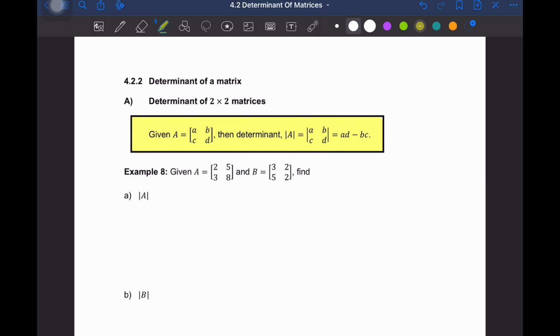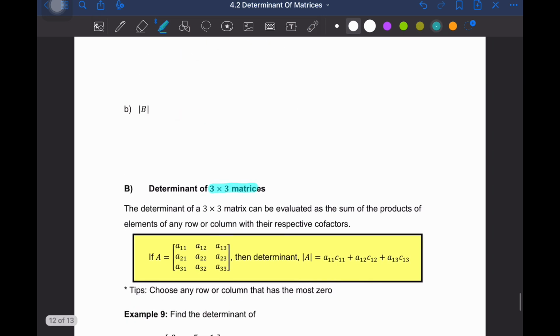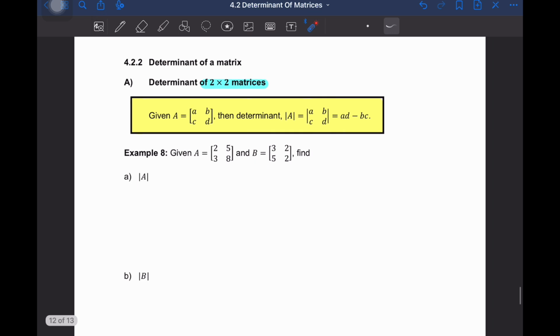So the first one is for 2 by 2 matrices. And then the second one is for 3 by 3 matrices. So before you can know how to find this 3 by 3 matrices, awak kena tahu dulu macam mana nak cari 2 by 2 matrices. Okay, so let's say kita ada satu matrix dalam 2 by 2 and then kita ada A, B, C, D.